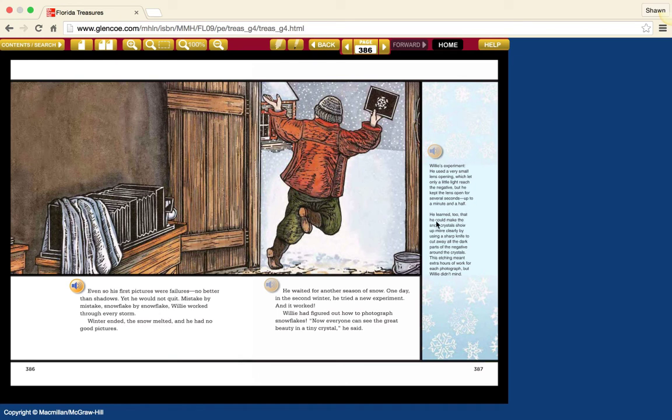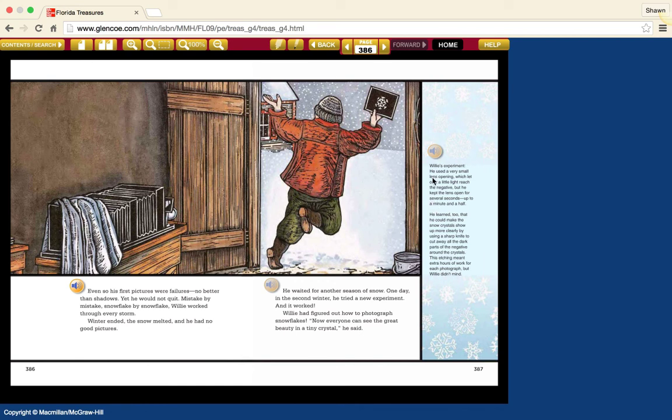He learned, too, that he could make the snow crystal show up more clearly by using a sharp knife to cut away all the dark parts of the negative around the crystals. This etching meant extra hours of work for each photograph, but Willie didn't mind.